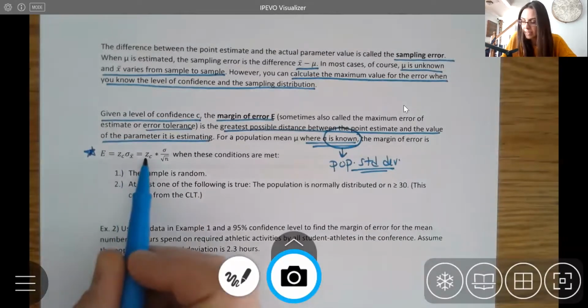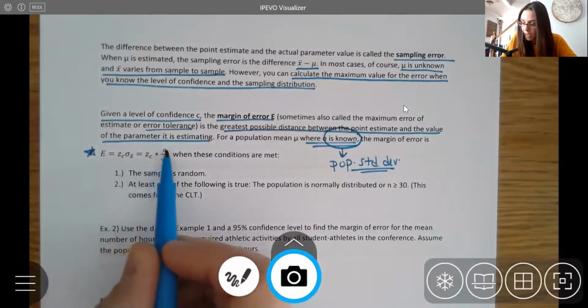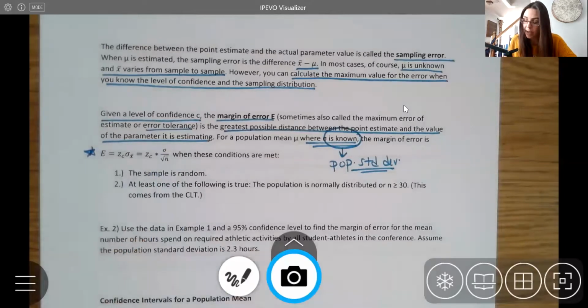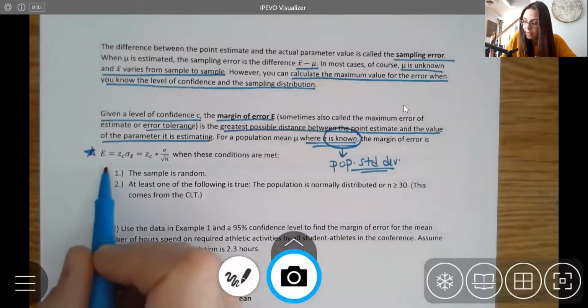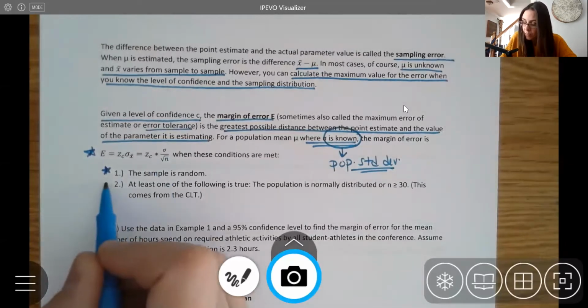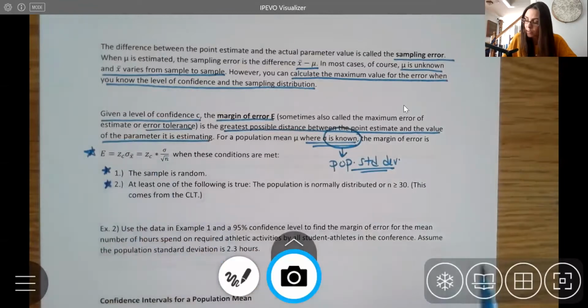So you're going to use that Z that we just found. You multiply it by the population standard deviation, and you divide it by the square root of n, where n is your sample size. Now, before you can do all this, you have to check two things. You do need to have a nice, simple, random sample, or at least random. And this is really important to check. At least one of these has to be true.